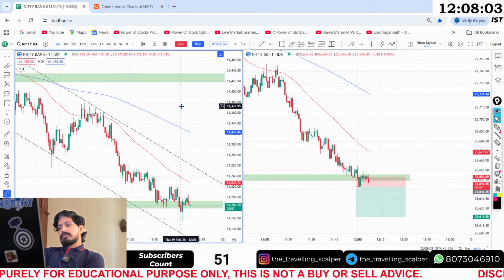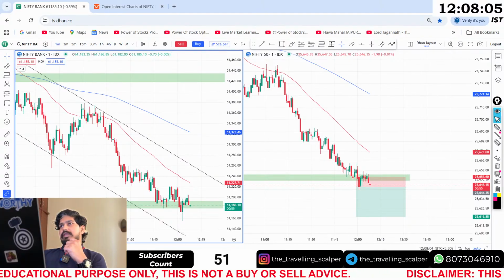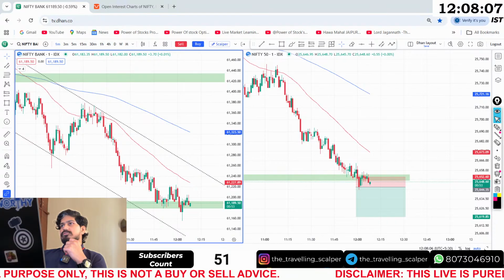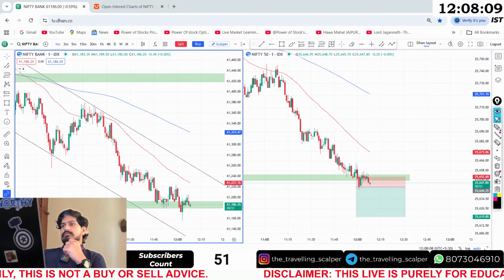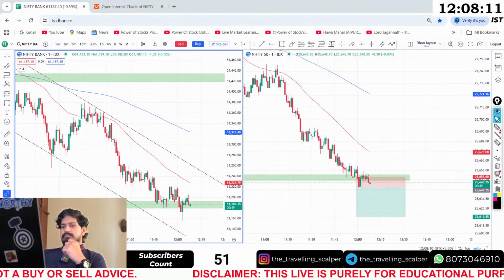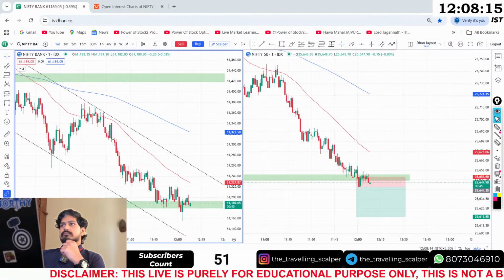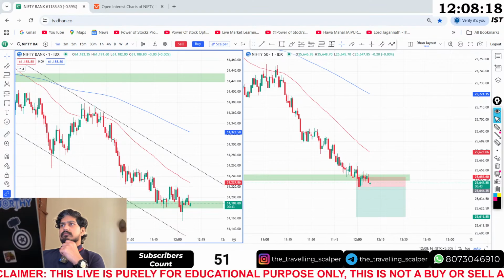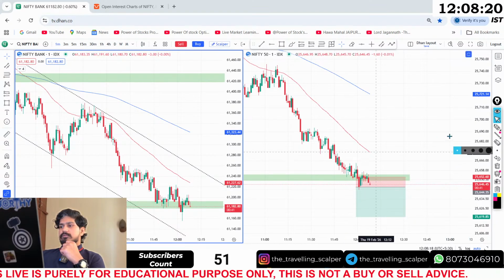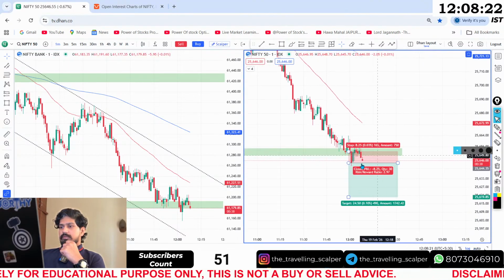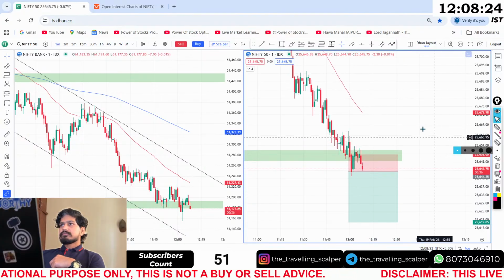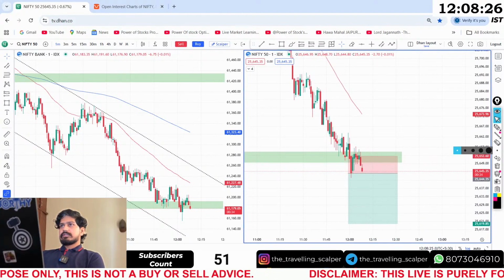Okay, again a red candle has formed, it is trying to go down. We can plan a downside trade also over here. Superb. Oh bhai, come on. Below this candle will be my entry point. Let's see how the candle closes.